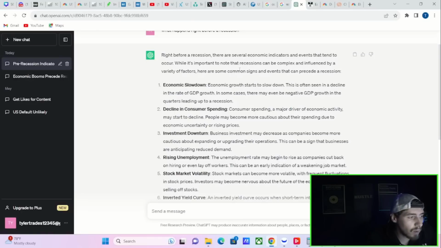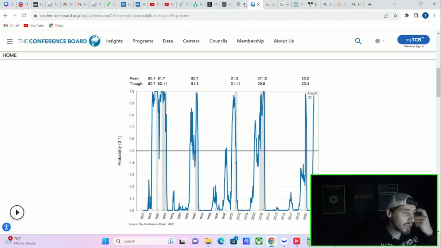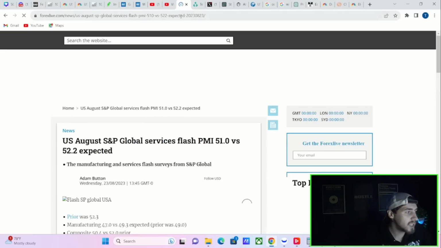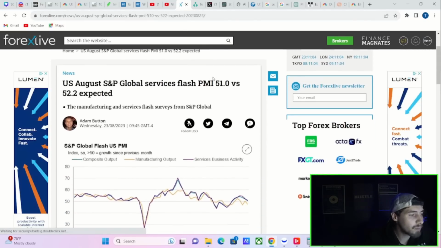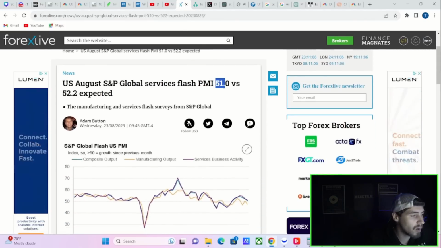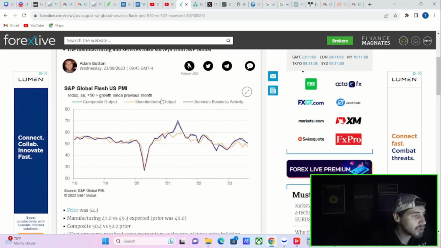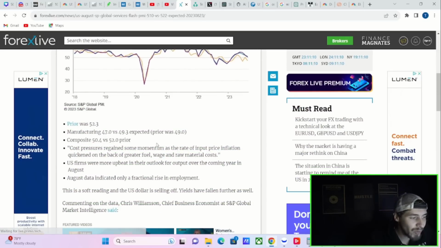So it looks like we're already seeing the consumer slowing down. Number three, an investment downturn. Business investment may decrease as companies become more cautious about expanding or upgrading their operations. Well, what just came out yesterday? It was this. The global services flash PMI came in below expectations at 51.0 versus 52.2 that was expected.